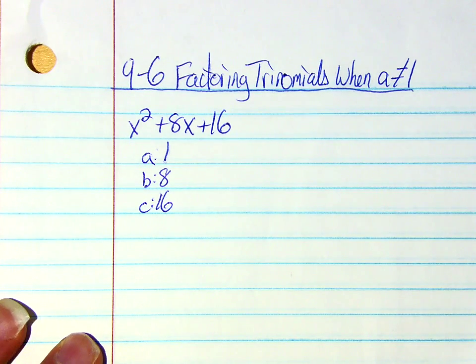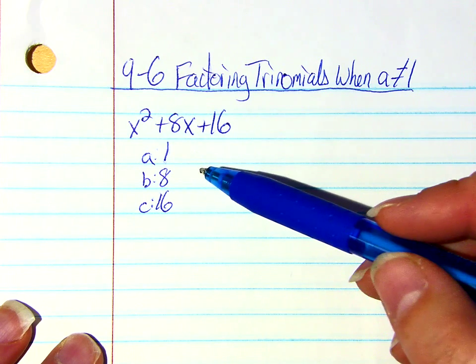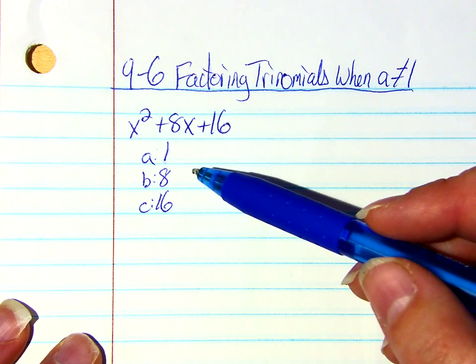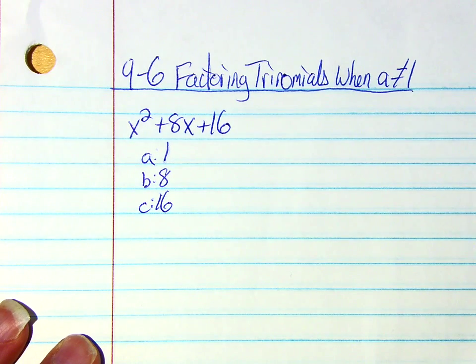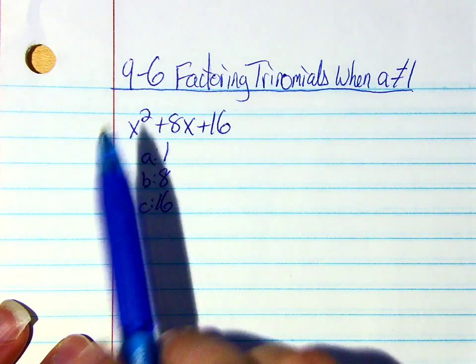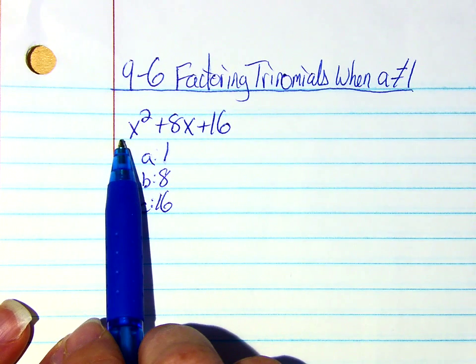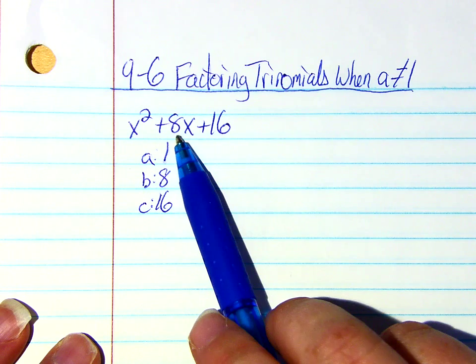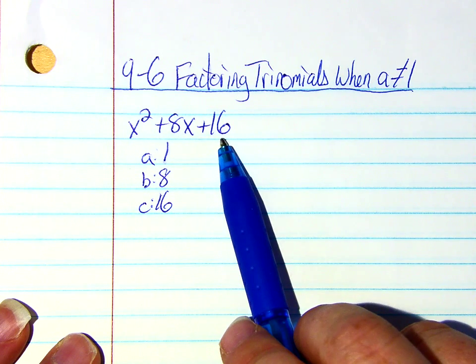Okay? So when I am talking about factoring, I'm going to be referring to a, b, and c quite a bit. That's where I'm getting those numbers from. Okay? It's just the coefficient. A is always the coefficient of x squared. B is the coefficient of x, and c is the constant on the end.